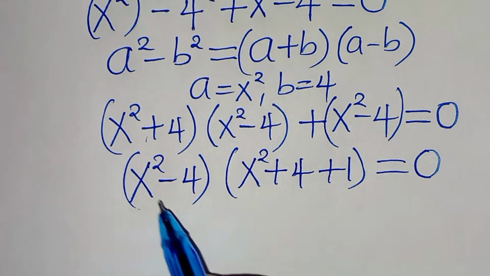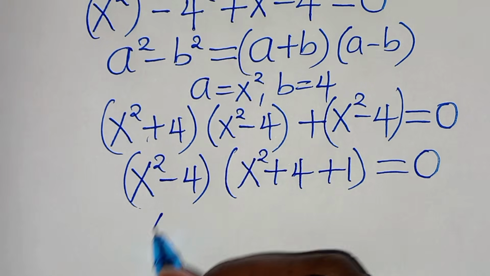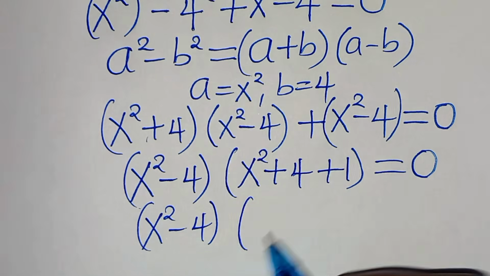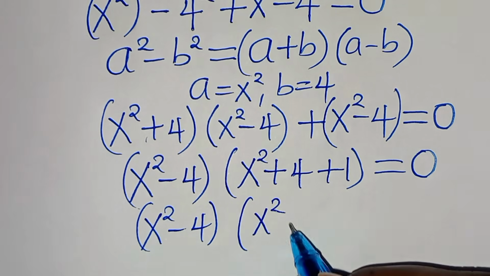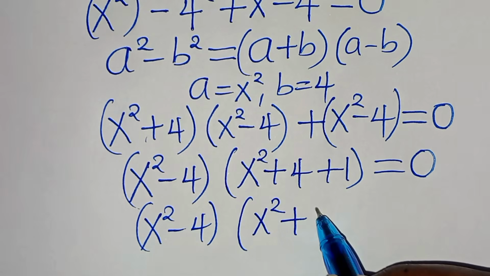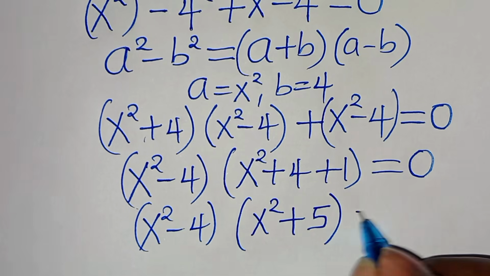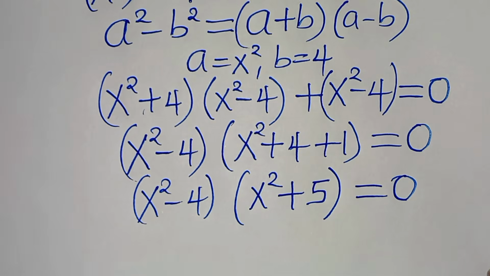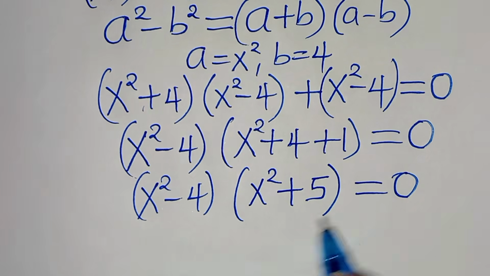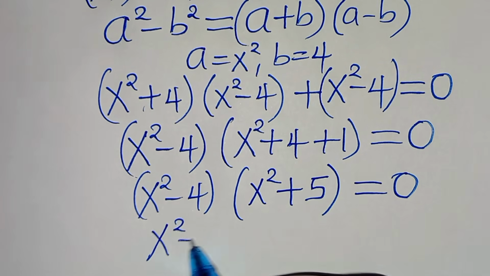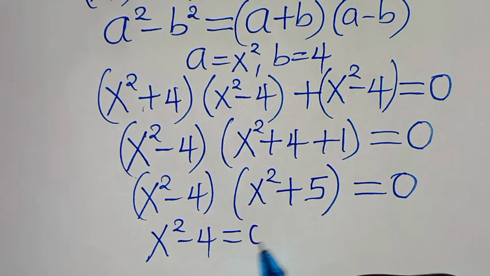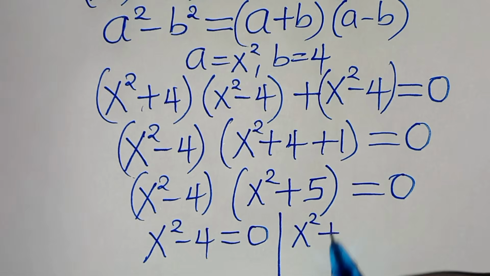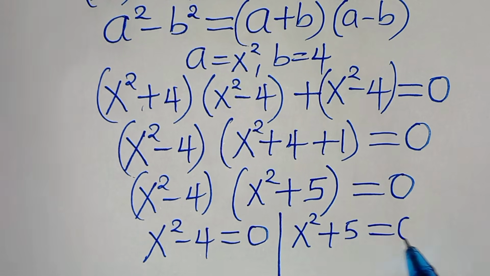Now, from here we have two parts. We have x squared minus 4, and here we have x squared plus 4 plus 1, which is 5, equal to 0. So now we have two parts here. The first part is x squared minus 4, equal to 0. The second part here is x squared plus 5, equal to 0.